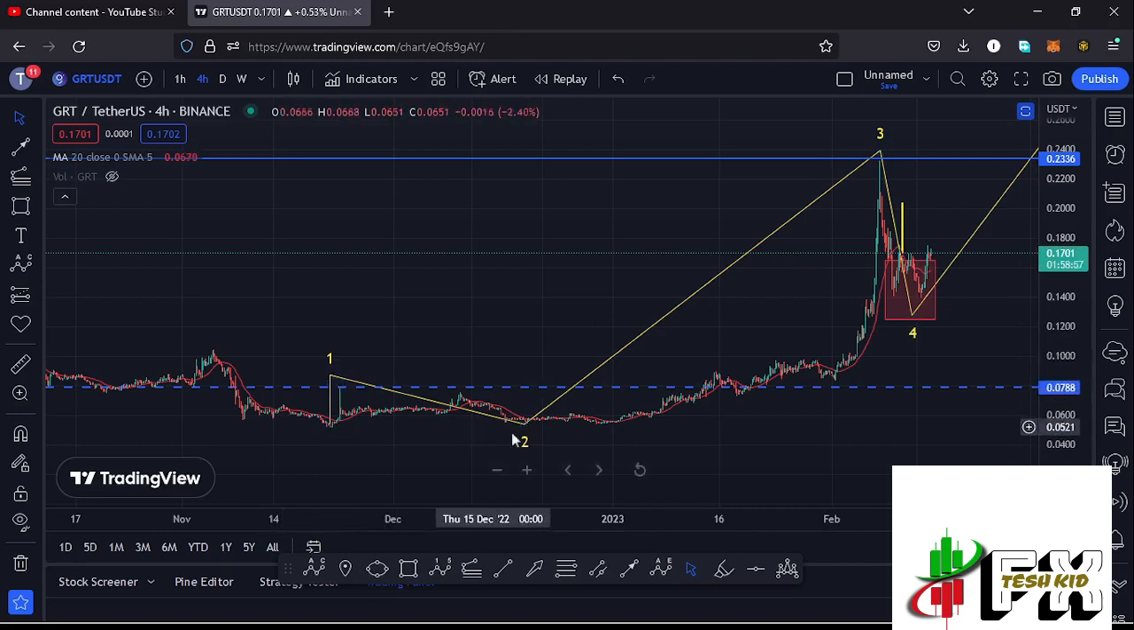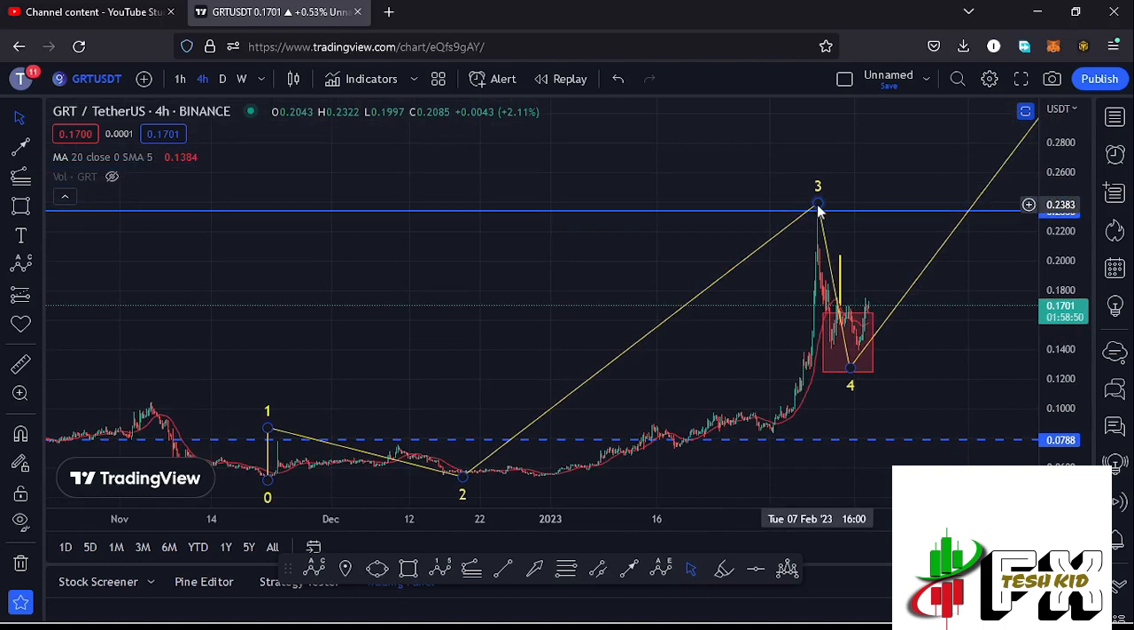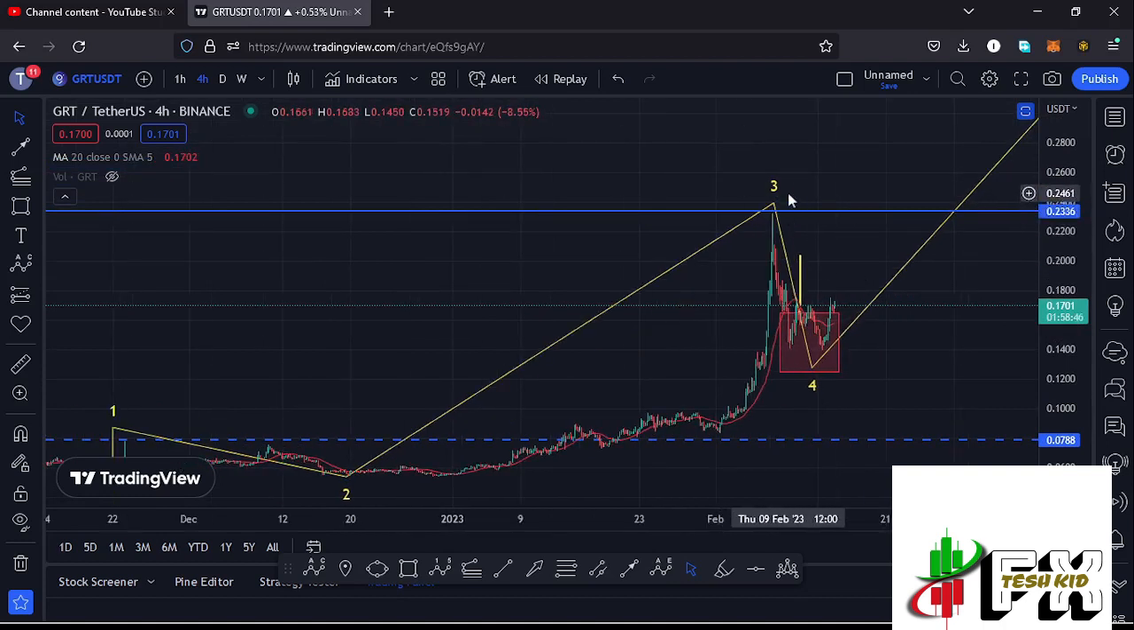Then we started this corrective structure in the formation of that wave 2 before we saw this massive bounce to the upside in the formation of that wave 3, giving us a peak at around the $0.2336 mark.